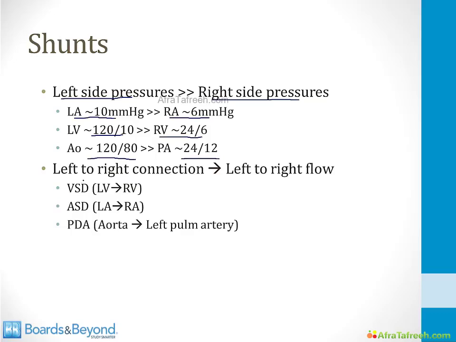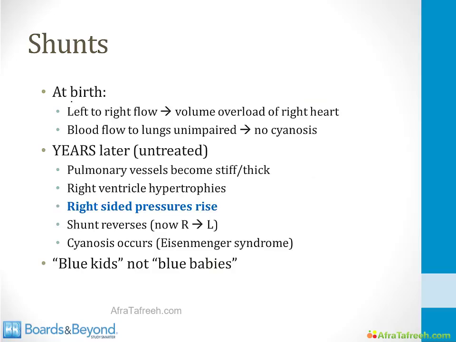What this means is that if you have a left-to-right connection, you should always get left-to-right flow. And so for this reason, in most circumstances, when you have a VSD, blood will flow from the left ventricle to the right ventricle. That's because pressures are higher on the left side of the body. Same thing in an ASD, blood usually flows from the left atrium to the right atrium. And in a PDA, blood usually flows from the aorta to the left pulmonary artery. So when children are born with one of these shunts, there will be left-to-right flow, as I just described.